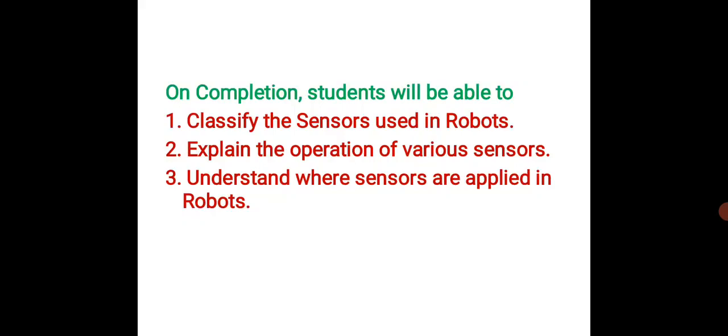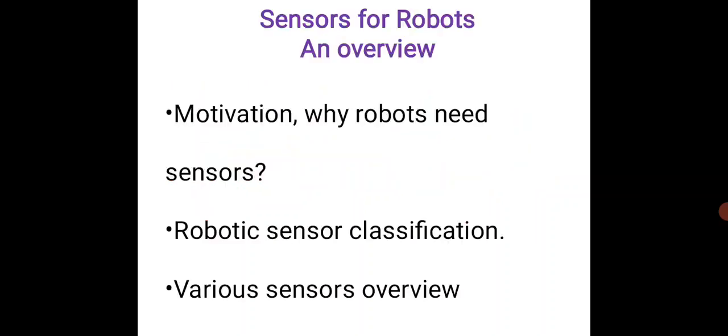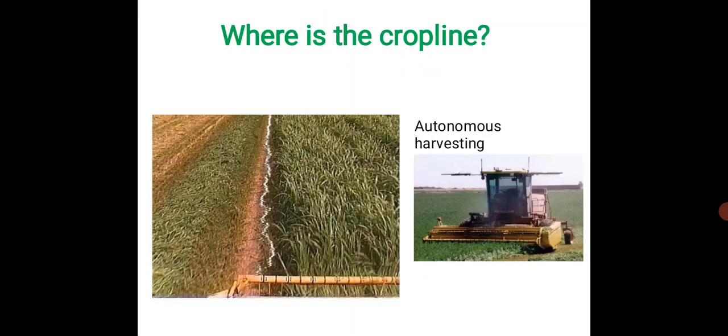On completion, the students will be able to classify the sensors used in robots. They'll be able to explain the operation of various sensors. They'll be able to understand where the sensors are used in robots. And we'll just see an overview of why robots need sensors, how they are classified, and various sensors.